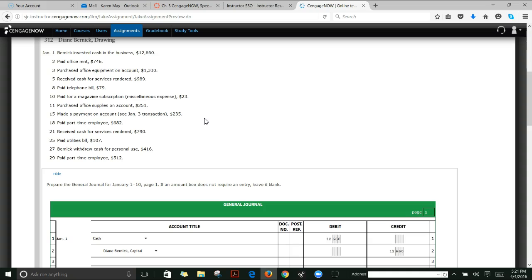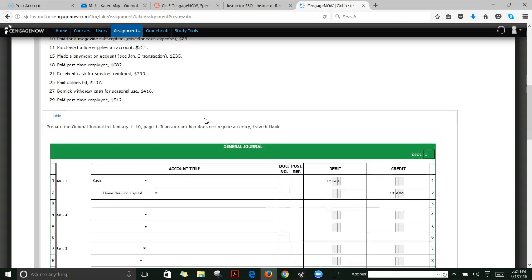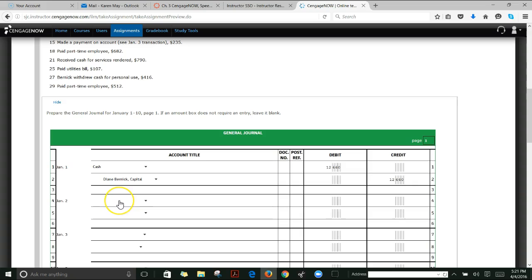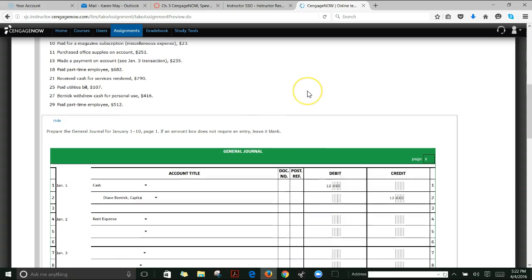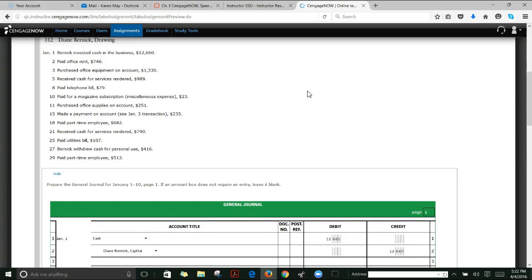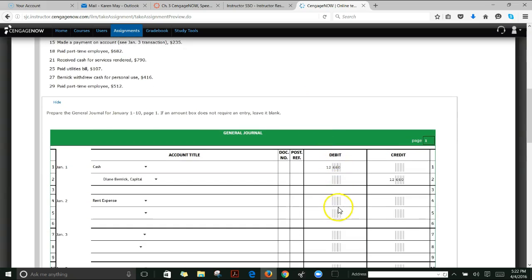Okay, the next one, paid office rent, $746. So on this one, I'm going to debit rent expense, $760, I believe it was, $746. And I'm going to credit cash because that's what I paid for that.